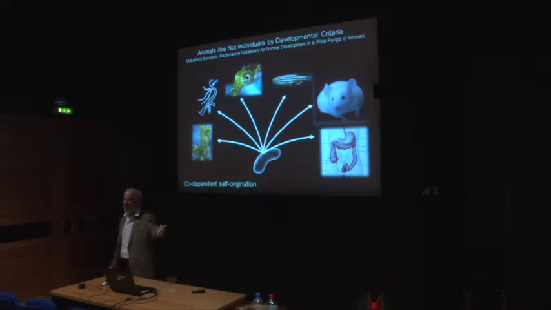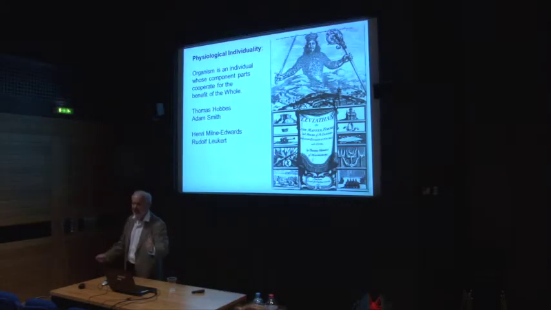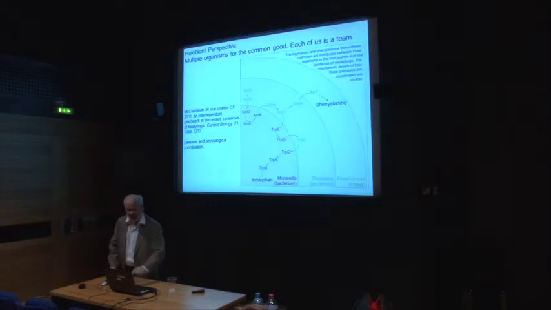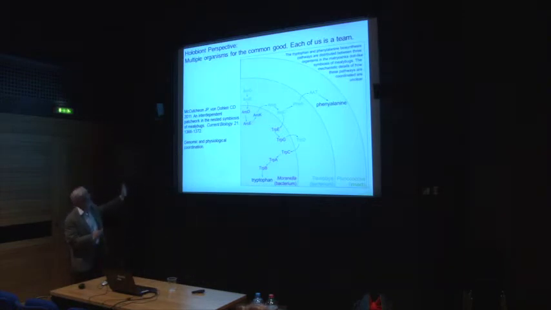So we're not individuals by anatomic, genetic, or developmental criteria. Physiologically, we're not individuals either. The perspective for the holobiont is just like the perspective that was in the 1840s when the cell theory was being made. All these cells coming to a common purpose. Well, so do the microbes. Each of us is a team.